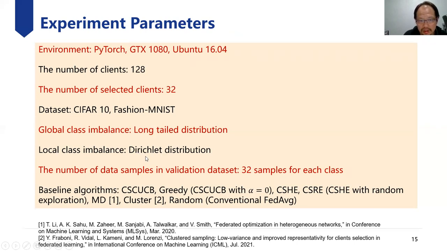We use the distribution, and we have the number of samples in validation, just 32 samples, so we can then match with the 32 clients in a way there may be a better match.